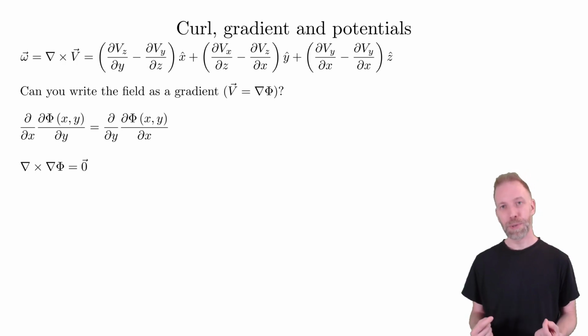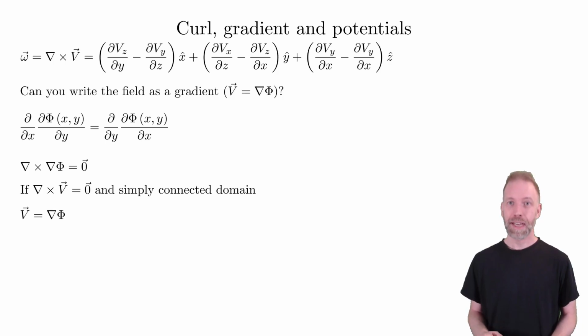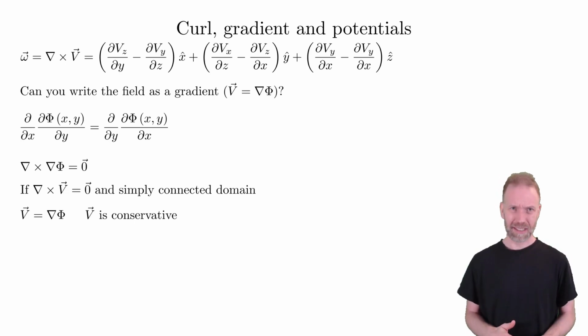While I will skip the proof, this works in the other direction as well. If the curl is zero, it is possible to write v as the gradient of phi, as long as the domain is simply connected. A vector field that can be written as the gradient of a scalar is called a conservative vector field. Now, why do we need the condition that the domain is simply connected?